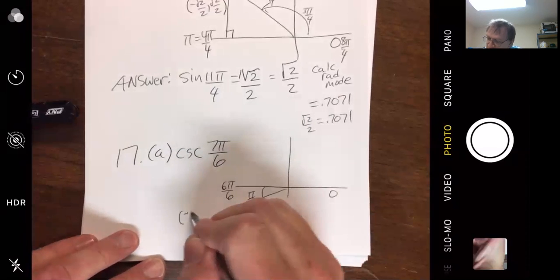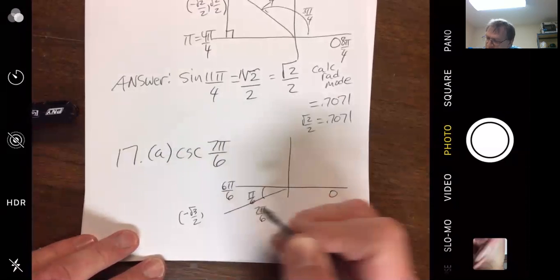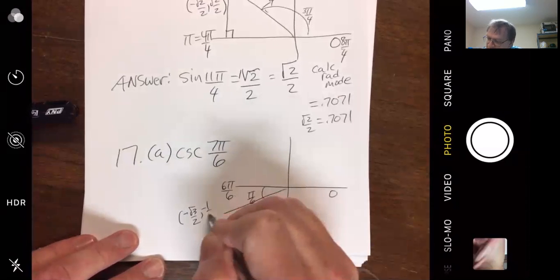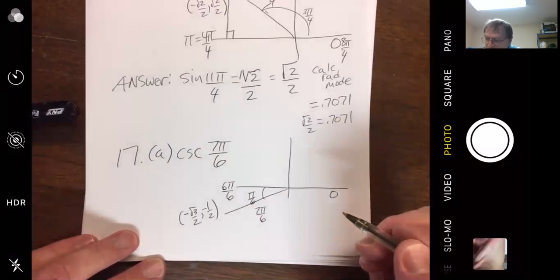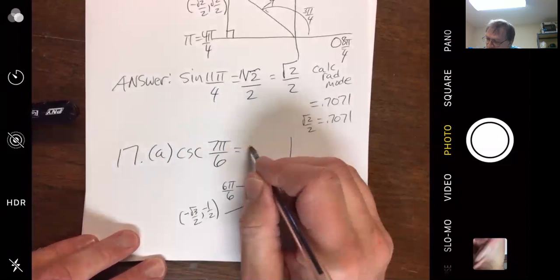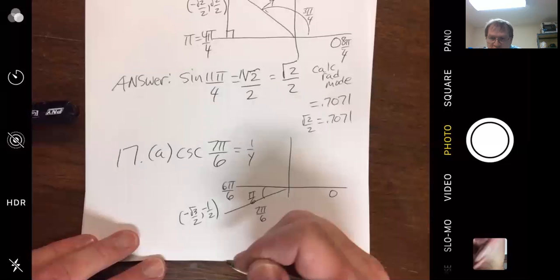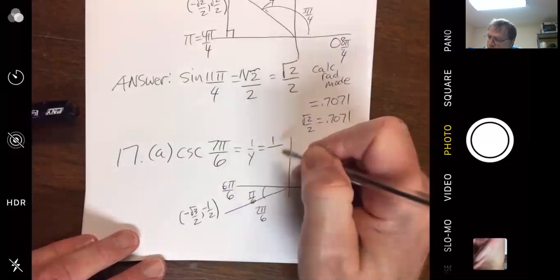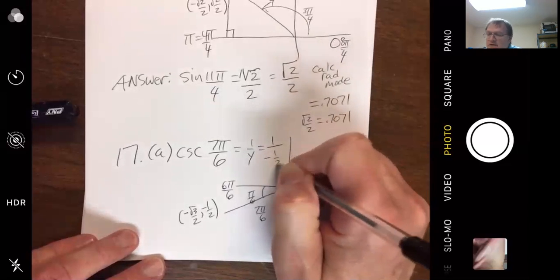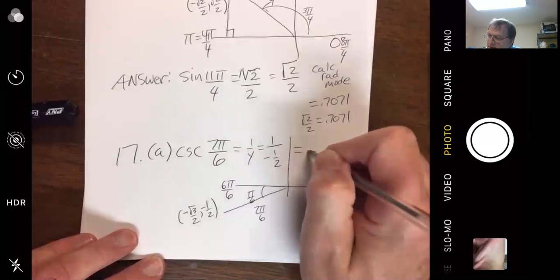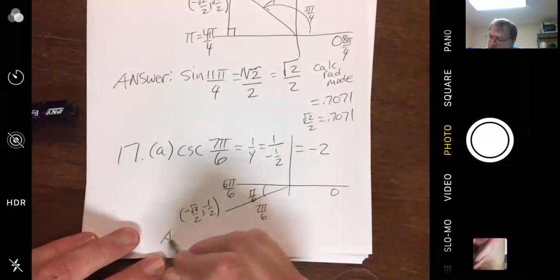Coordinates: the long side is negative root 3 over 2, and your short side is negative a half. Your cosecant is, in effect, 1 over the y coordinate, 1 over sine. You're going 1 over negative 1/2. That would flip around and become negative 2. Answer.